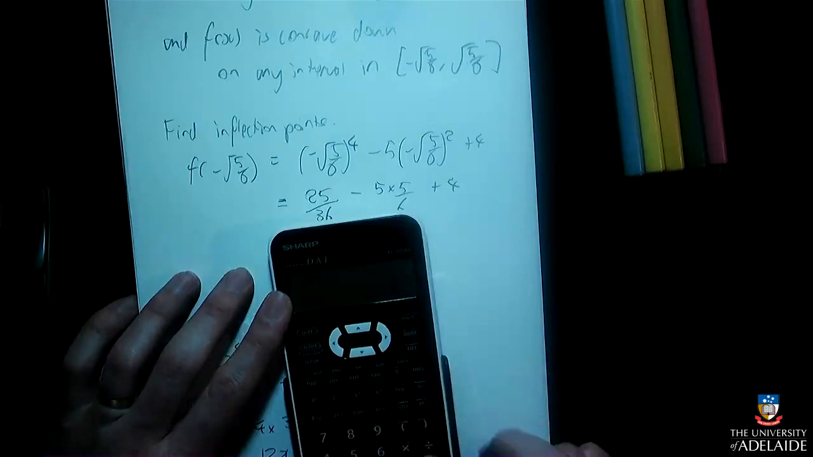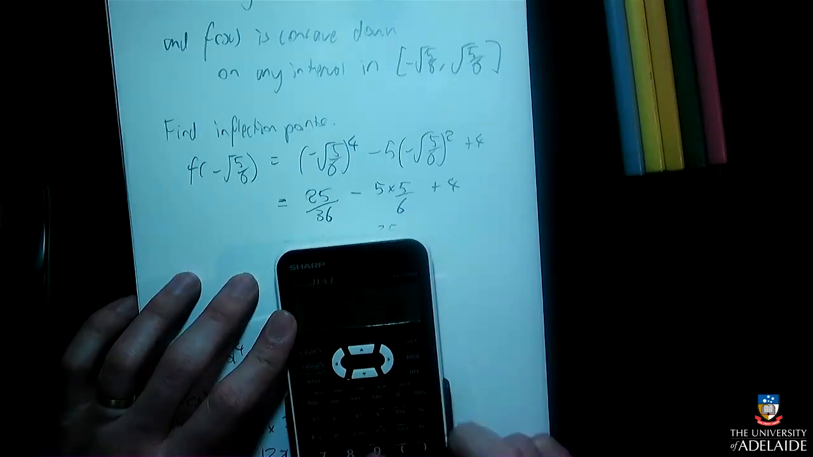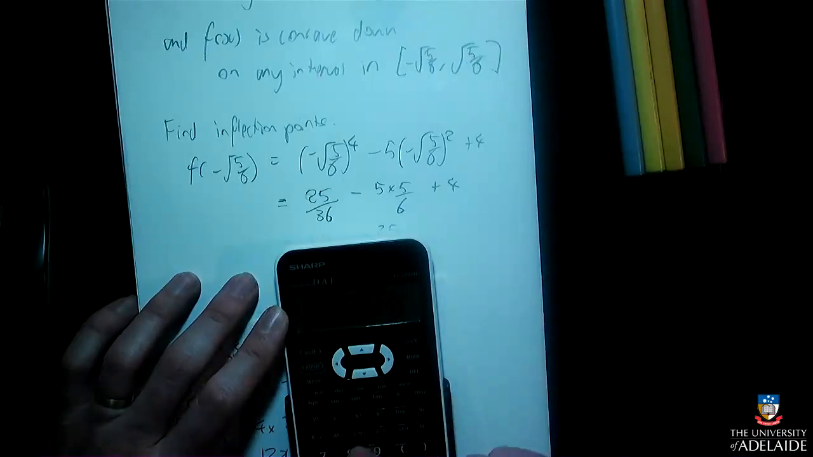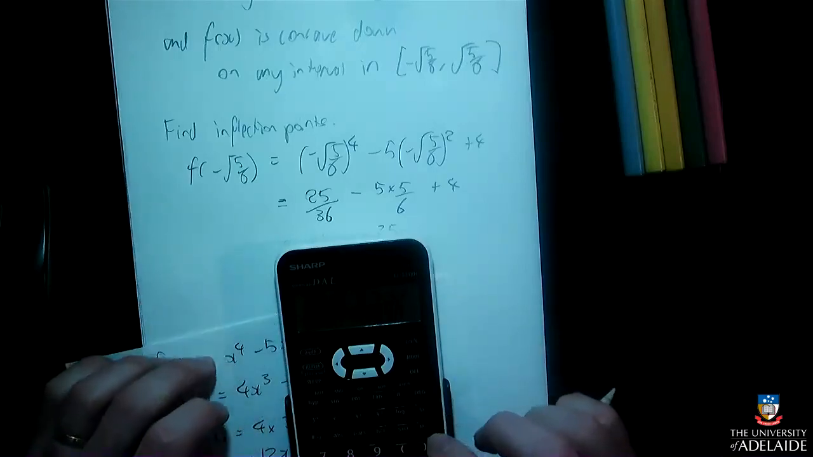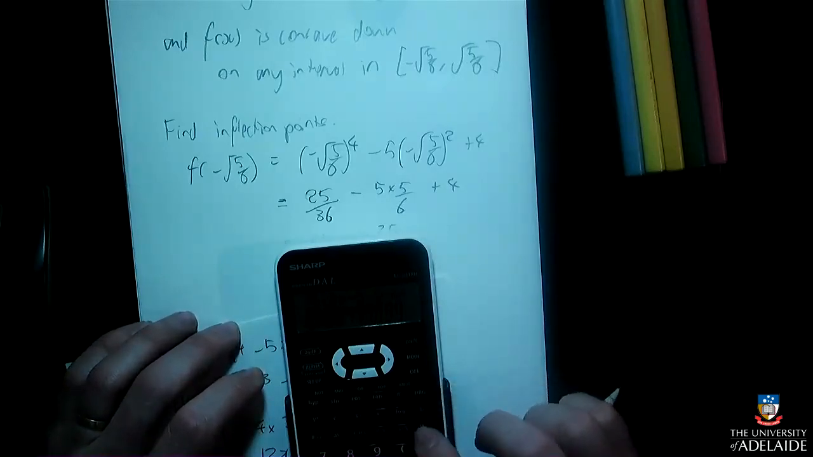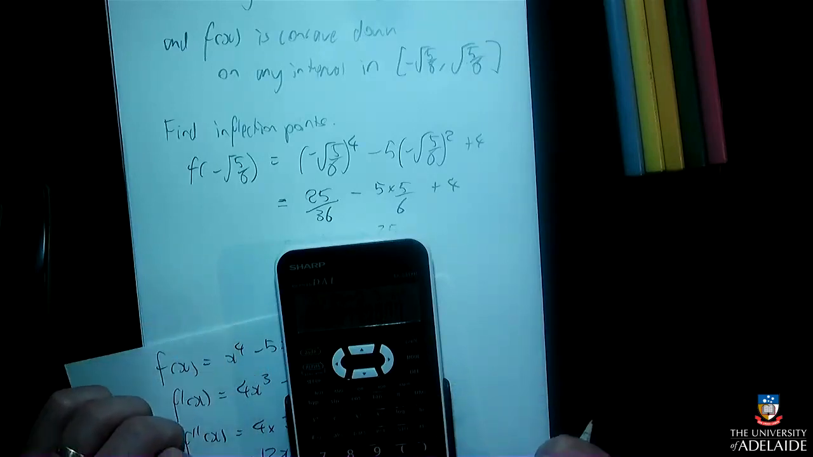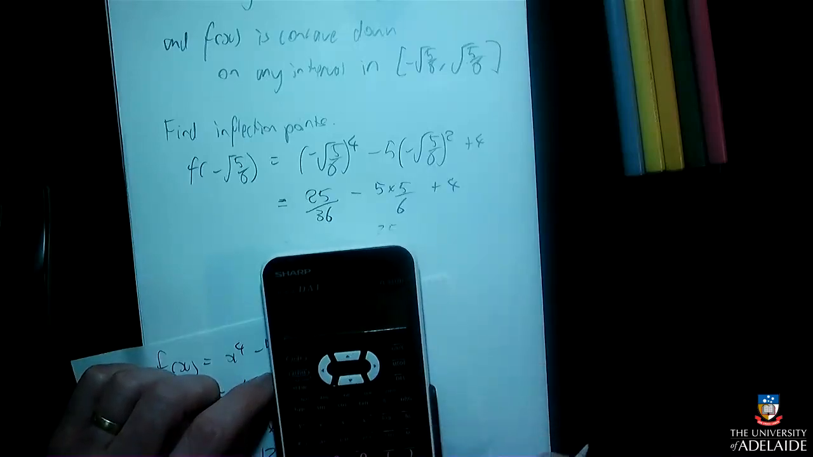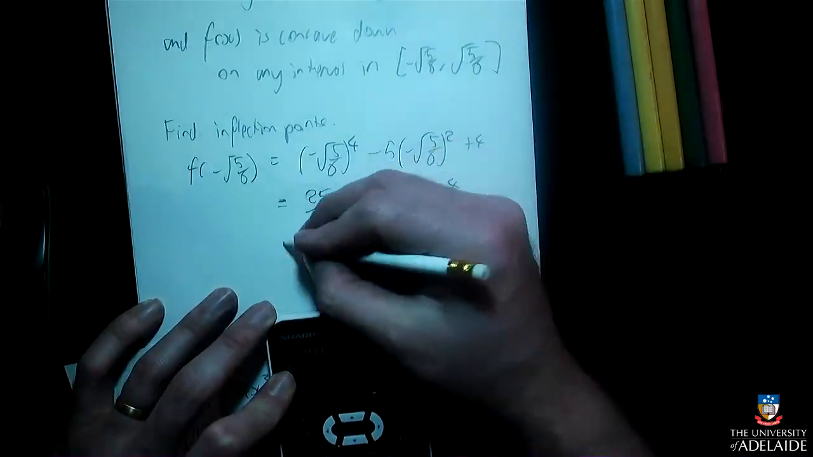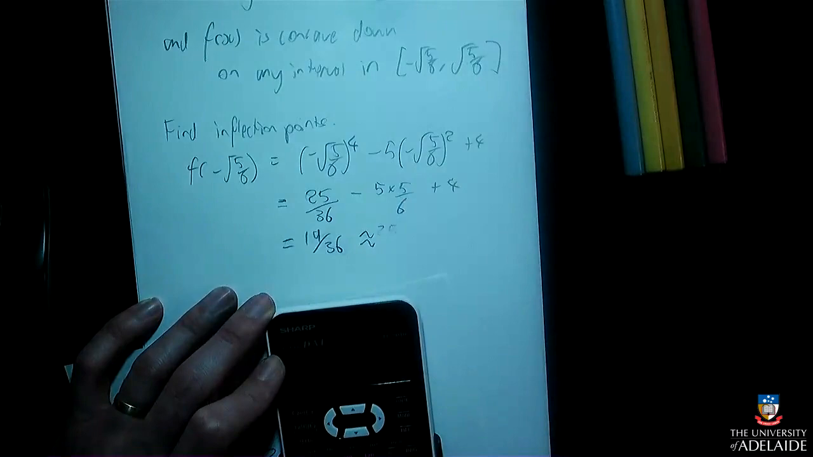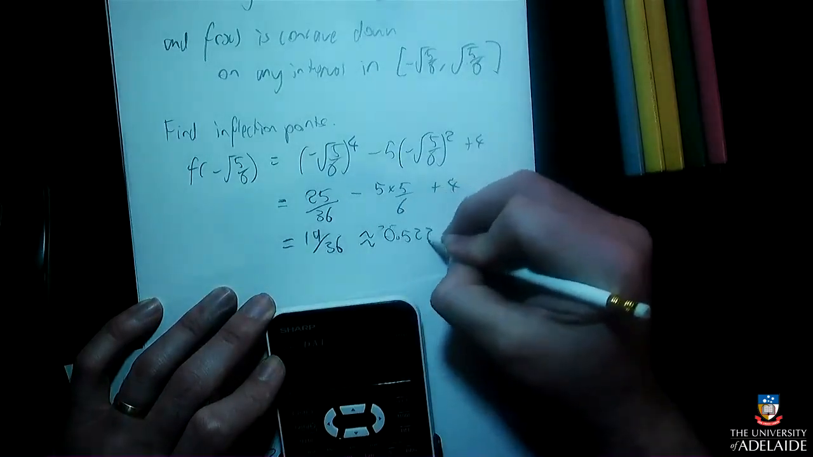25 on 36 minus 5 times 5 on 6 plus 4. And can I get it to tell me what that is as a fraction? Where's my fraction to decimal button? Most of them have one. Well, it's got to be in sixths, right? In 36, so that's 19/36. Okay, which is approximately 0.528.